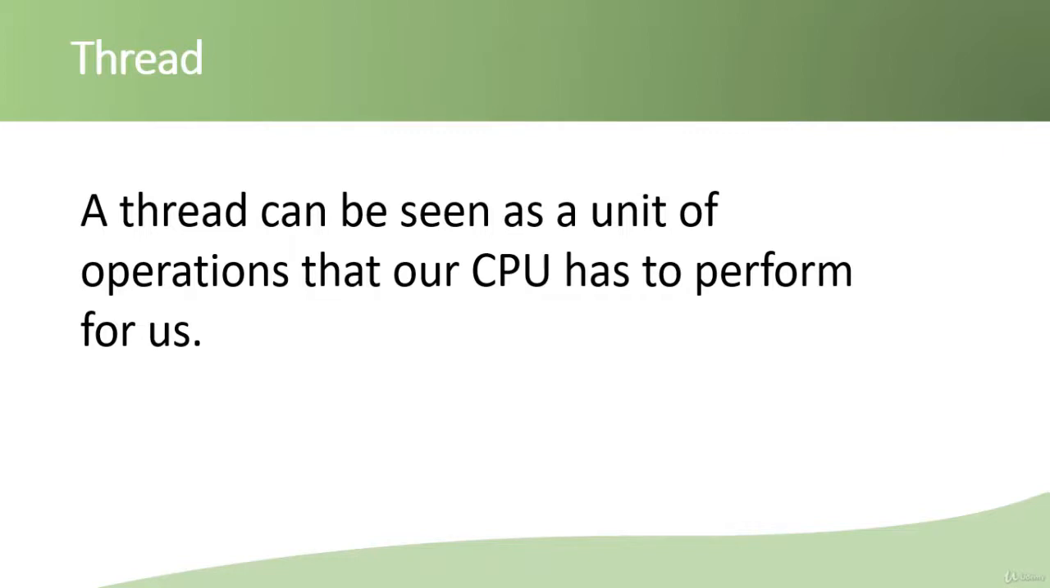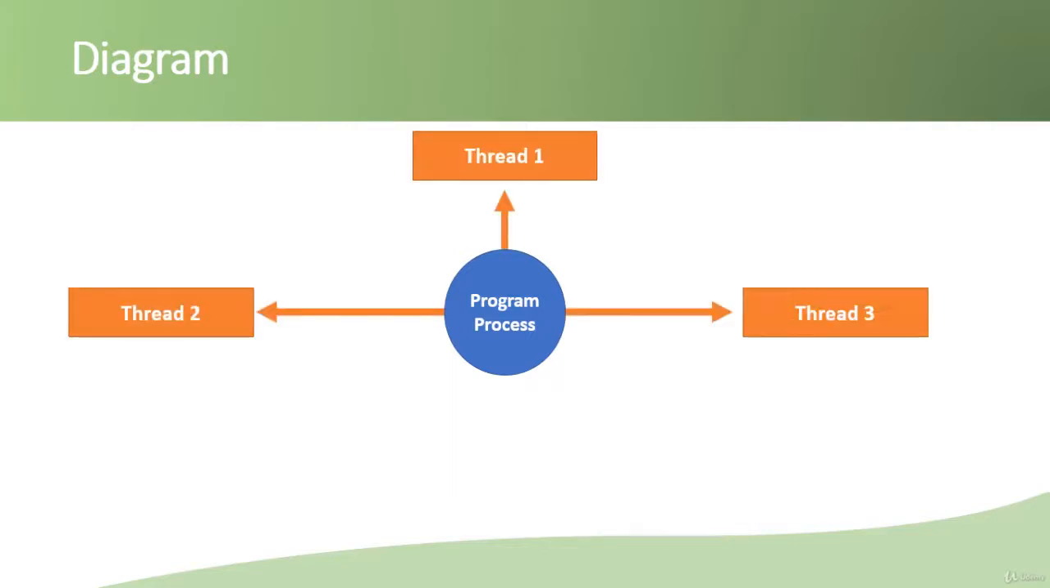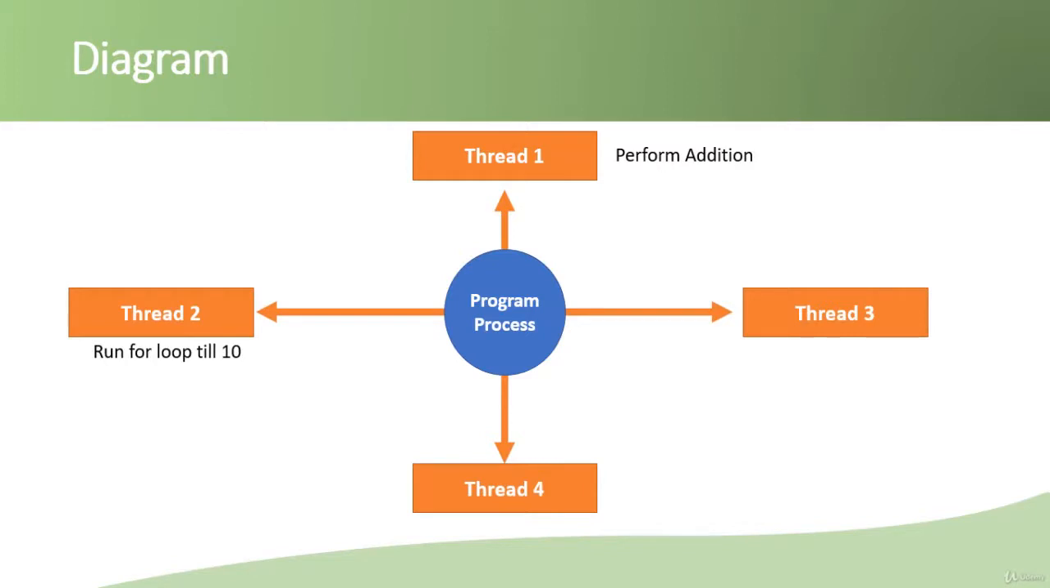In general, we can associate different threads with a single process or program. For example, in the diagram, we have a process that may have a number of threads like thread 1, thread 2, thread 3, and thread 4. Thread 1 is performing a function like addition. Thread 2 runs a for loop till 10. Thread 3 may be responsible for reading a file, and thread 4 may be running a function that calculates salary. So we can associate different threads with the process of the program.